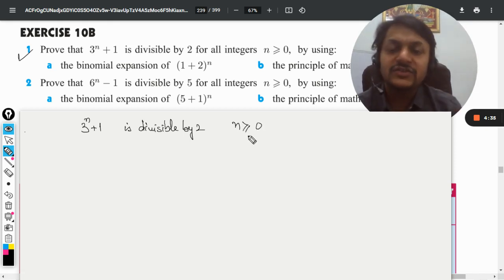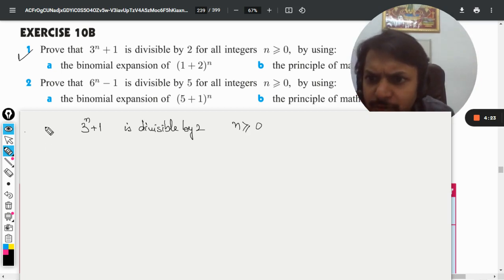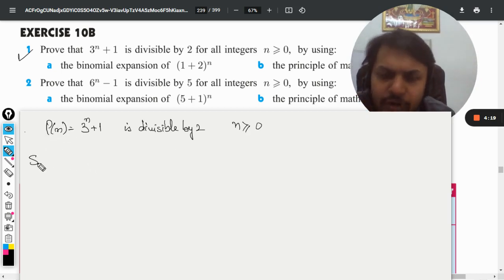Now the problem is you cannot prove it by assuming n is equal to 1, 2, 3, 4 up to 100 or up to 1000. You can't keep on doing like that. So you have to have a principle here now. So what we do is let us first of all try to do it for n is equal to 1.